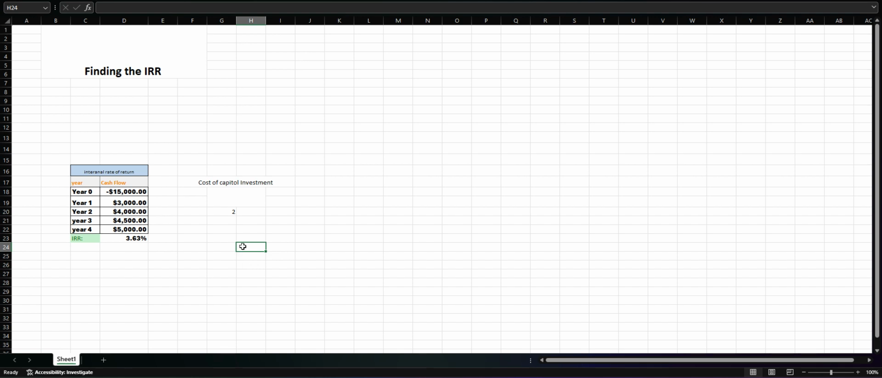And so this is a great way to gauge whether a project is worth our time or not, and whether it would be a smart decision to make. Or for example, the rate of return here is 3.63%. If it was higher, like let's say 8%, and our cost of capital was 2%, then we might be more inclined to make such an investment.